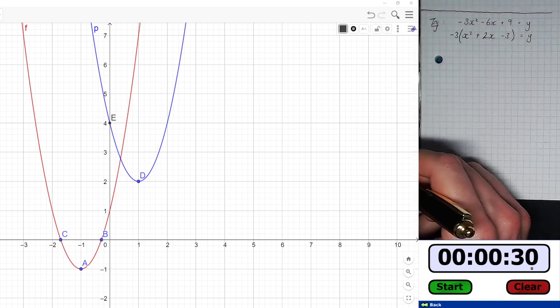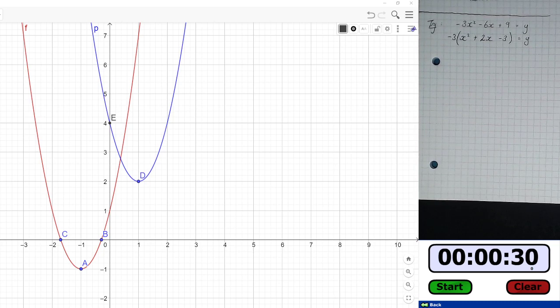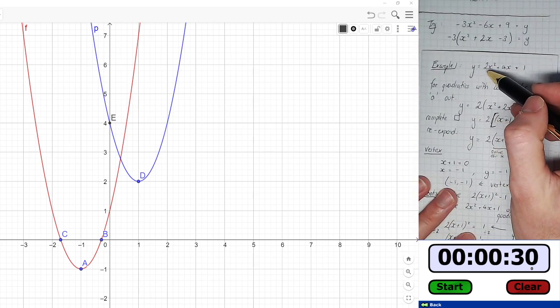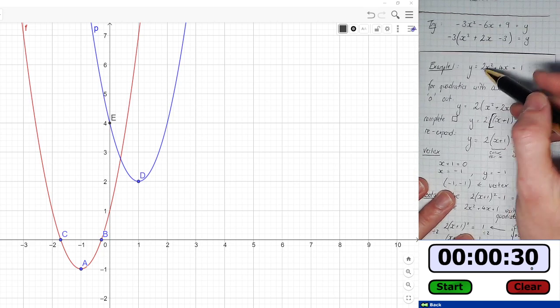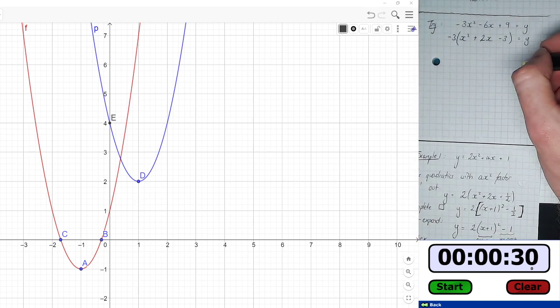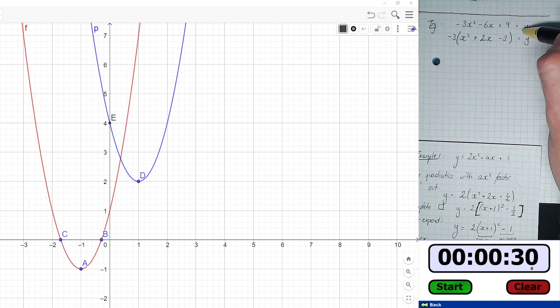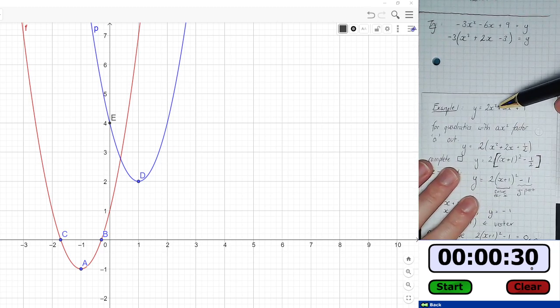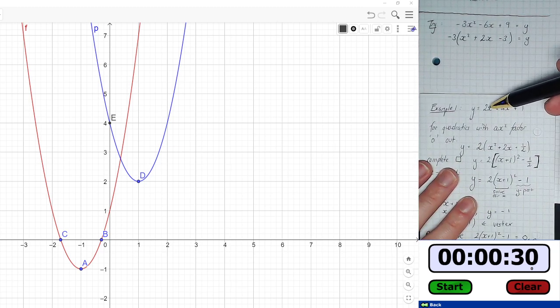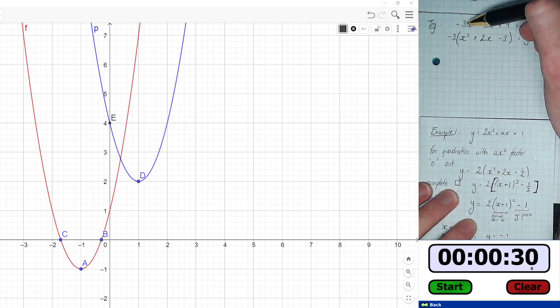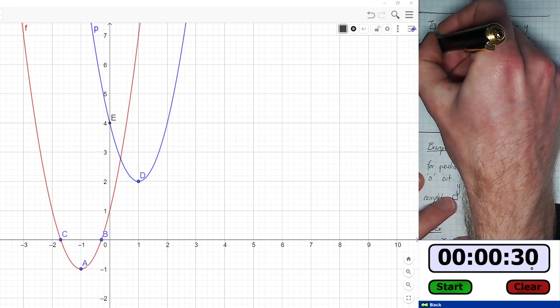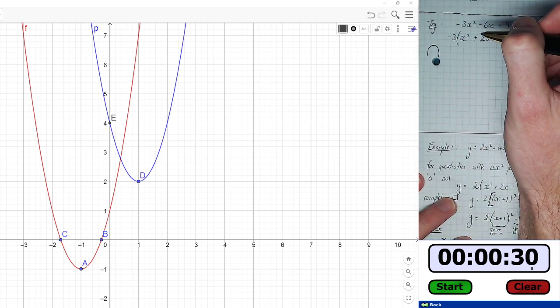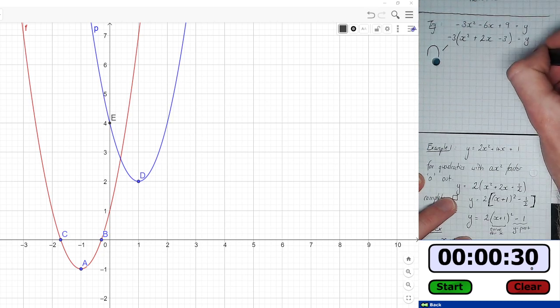But there's one other thing just to bear in mind. Quadratics which have a positive number in front of the x squared will give us a U shape. Quadratics which have a negative number in front of the x squared will give us an N shape. So I'm expecting this quadratic to look like this and not like that.